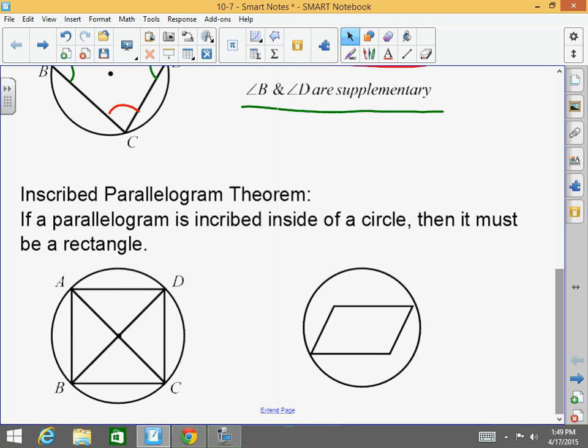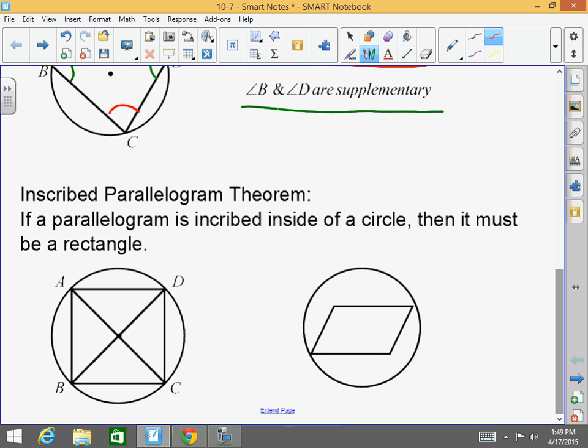Inscribed parallelogram theorem. This is a very good one. If a parallelogram is inscribed inside of a circle, then it must be, believe it or not, a rectangle. Why? Let's think about this for a second. The quadrilateral, this parallelogram is a quadrilateral. Opposite sides are going to be equal, of course.